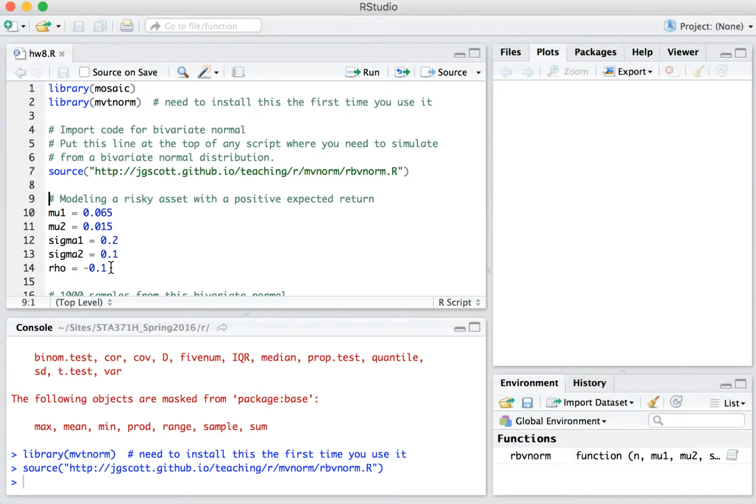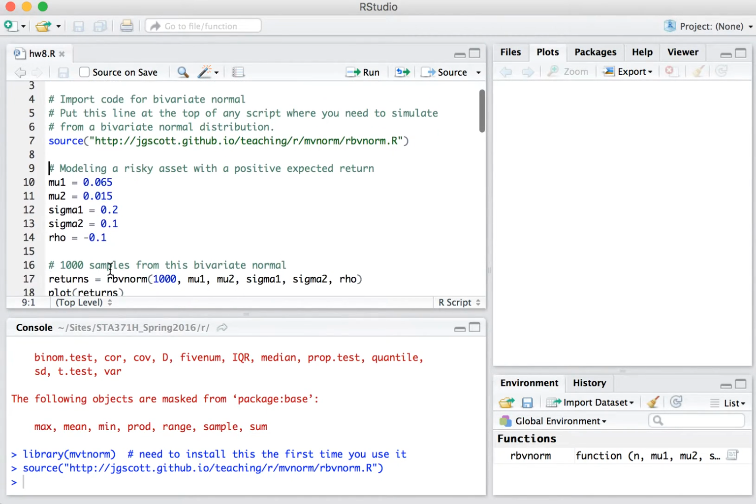Let's go ahead and put our assumptions about the mean, standard deviation, and correlation of the assets here. So these are the numbers that we were working with. 6.5% average return net of inflation for stocks, 1.5% for bonds, 20% standard deviation for stocks, 10% for bonds, and a correlation of minus 10%.